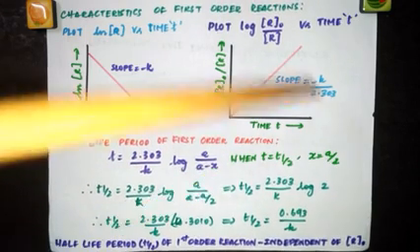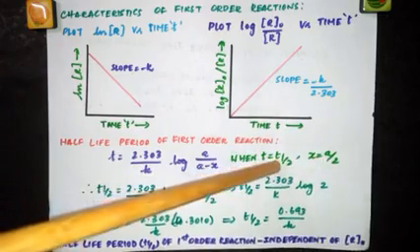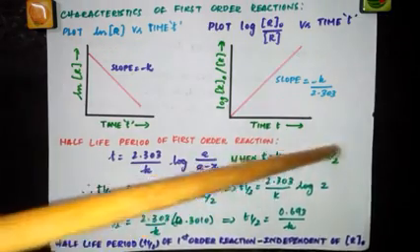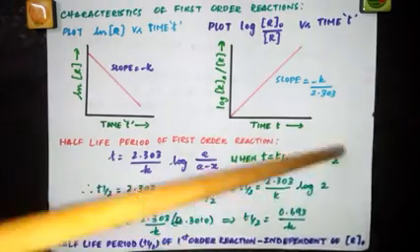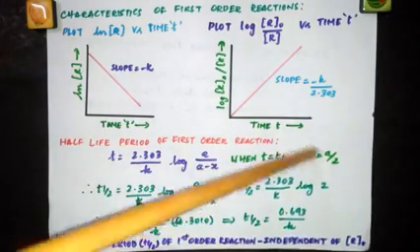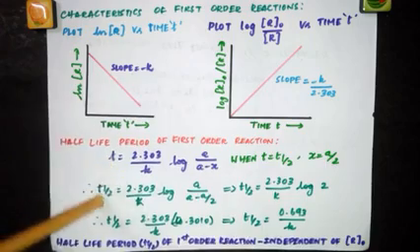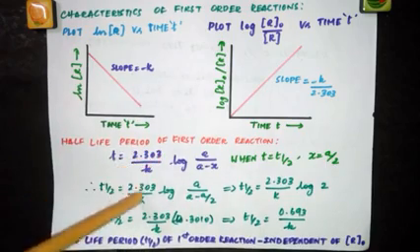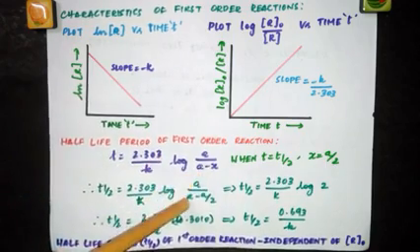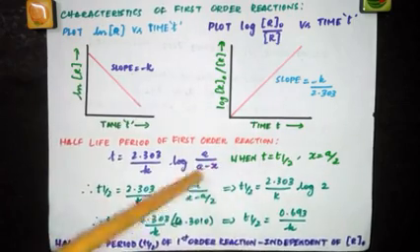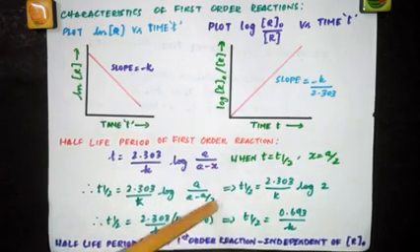So X will be equal to A by 2. So when T is equal to T half, X will be equal to A by 2, half of the initial concentration. So when you substitute these values here, T becomes T half, 2.303 by K log A by A minus, what is X? A by 2.